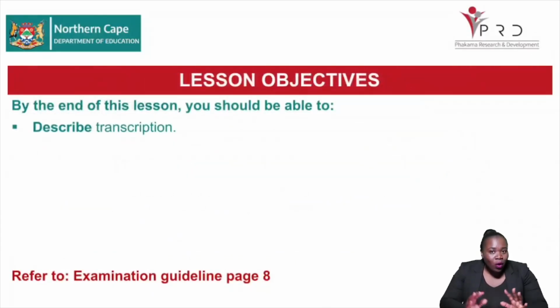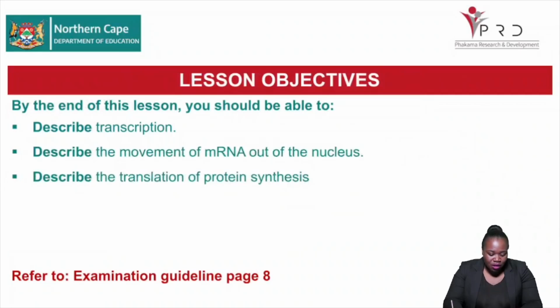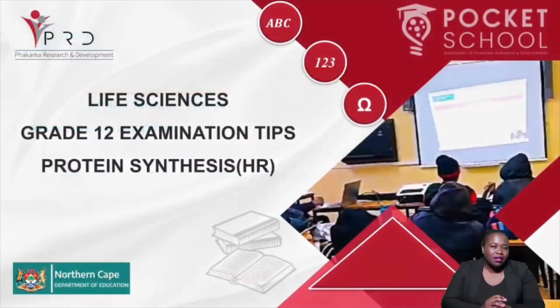Okay, now what should you be able to do by the end of today's lesson? You should be able to describe transcription. You should also be able to describe the movement of mRNA out of the nucleus. And lastly, you should be able to describe translation, right? You should also be able to use the given codons and anticodons to match with the given amino acids in order to look at the coded message for the formation of a protein.